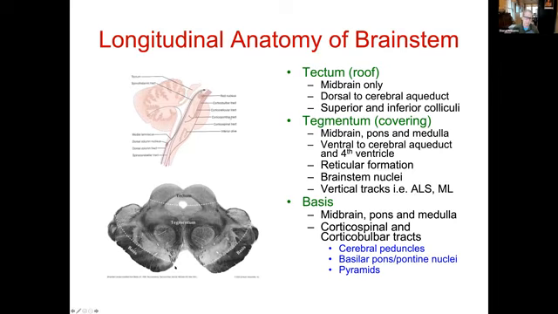This area here is the basis, and the only thing there are going to be these descending upper motor neurons that are relaying upper motor neuron information to lower motor neurons, either in the brainstem or the spinal cord. So that's just an overview of anatomical demarcation within the brainstem.